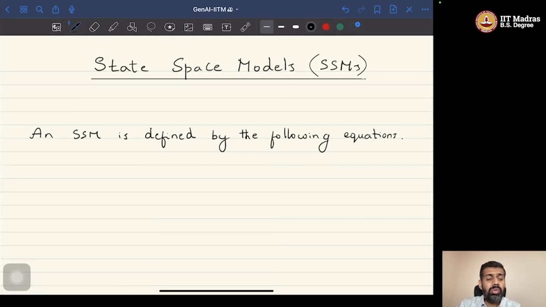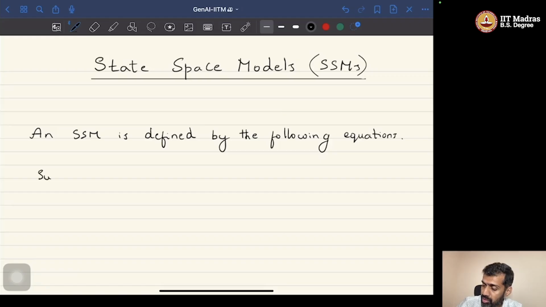To address this issue, the community has considered an alternative model family called state space models, in which the computation needed for training and inference does not grow quadratically as the sequence length increases linearly. Now, let us look at how it is defined mathematically. An SSM is defined by the following equations. For now, let us consider that the input and the output sequences are both one-dimensional.